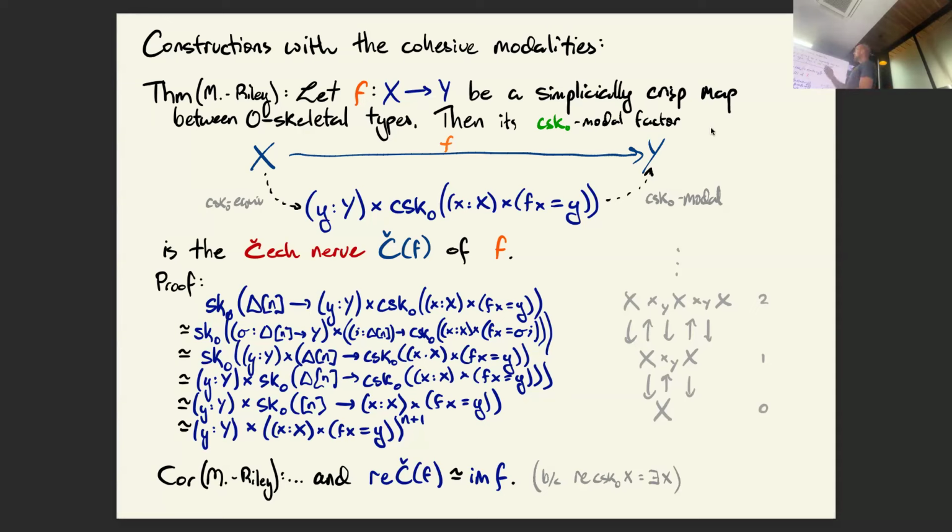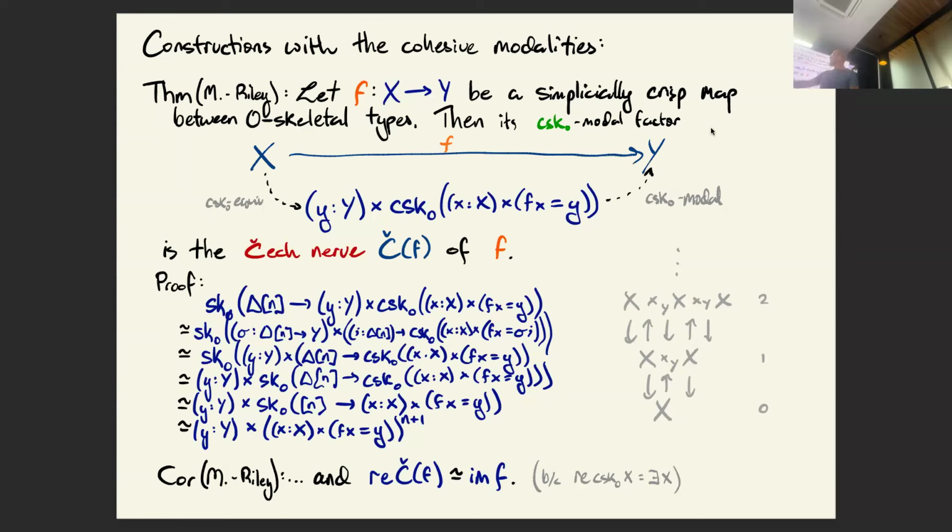So how does that work? Here's an example of what proofs look like in this setting. The n-simplices of the Čech nerve are supposed to be the n-fold pullback. So let's compute that, right? The n-simplices are the zero skeleton of maps from the n-simplex into this thing, right? But we're mapping into a pair. So that's a pair of maps. We map into the first half and we map into the second half.